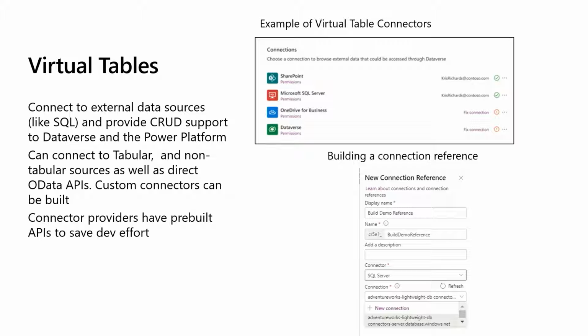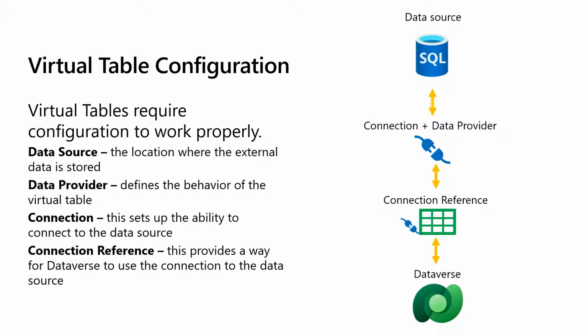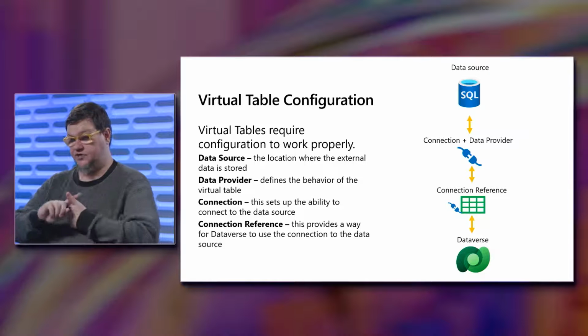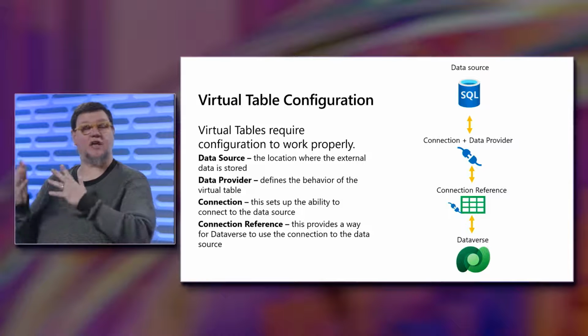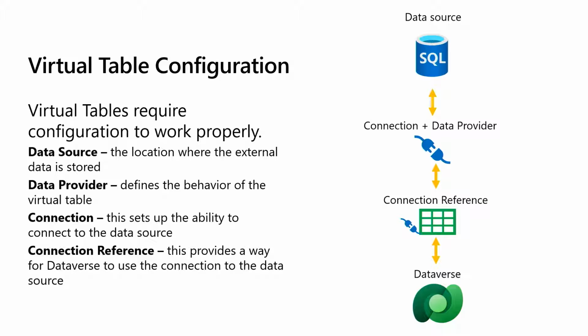So now that I've talked a little bit about what virtual tables can do, I want to talk about the components of a virtual table. This is important because it's going to help us go through the process of setting this up. So virtual table configuration has a number of pieces that have to be set up in order for a virtual table to work. So first off, you have your data source, and in this case, that will be SQL. Once you have SQL as your data source, you're going to have to set up a data provider.